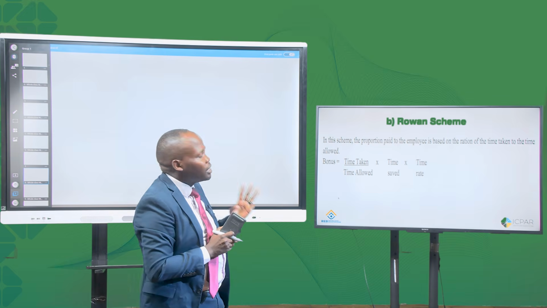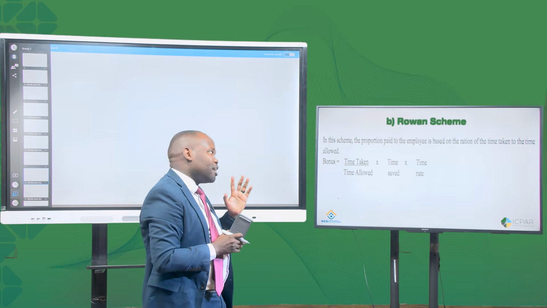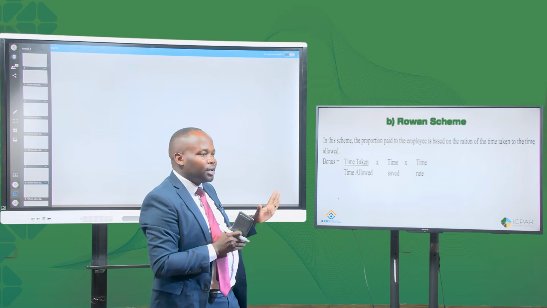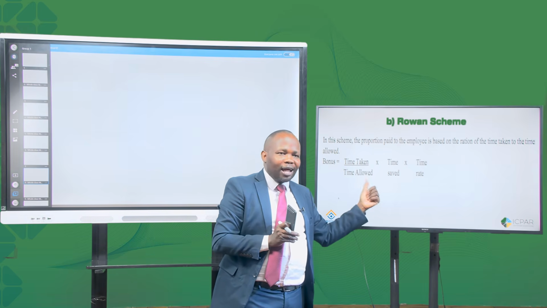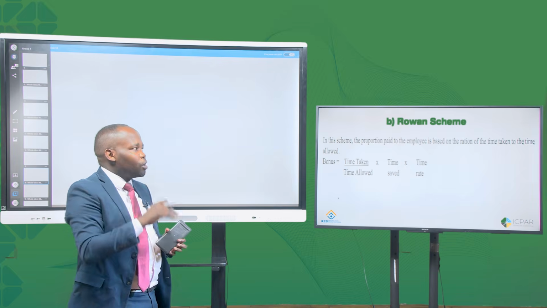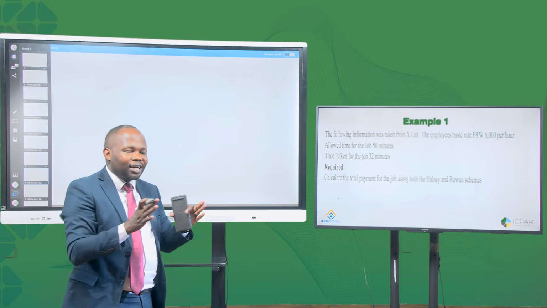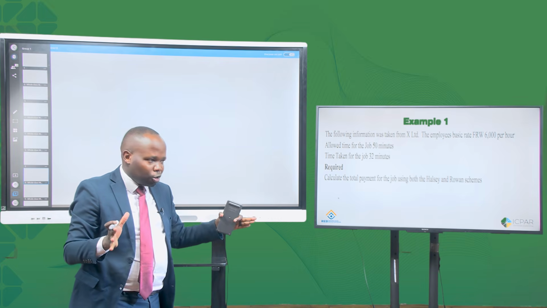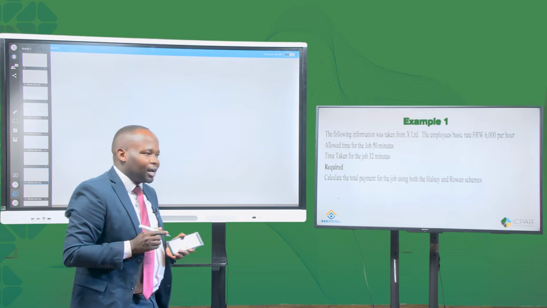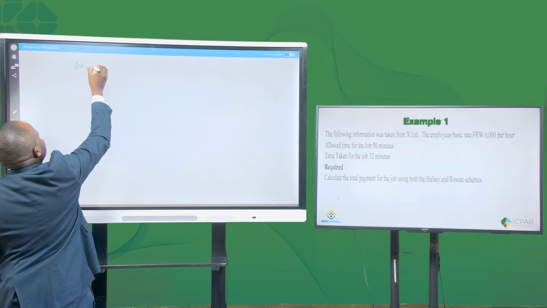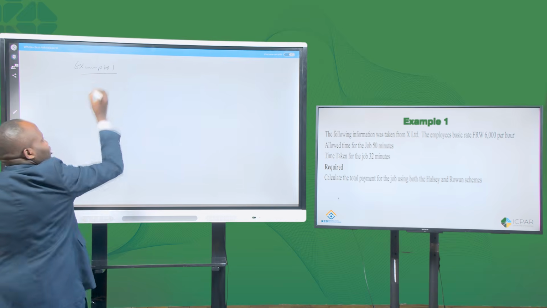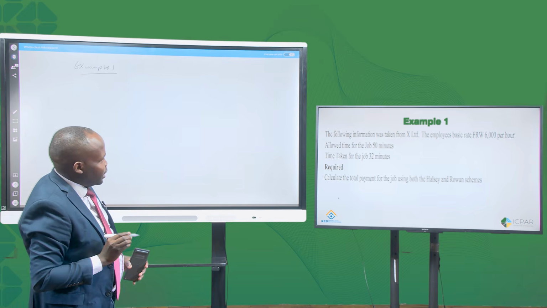The second scheme is called Rowan. Now, in a Rowan scheme, it is quite different. The bonus is calculated as time taken over time allowed times time saved. We will have an example to enable us as we come to the end of this topic. So we'll have 2 examples. The first example, example 1, as we come to the end.